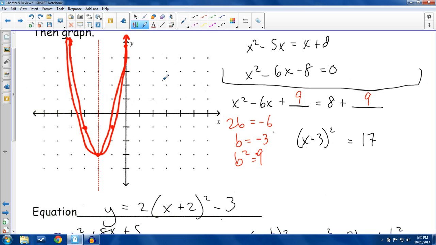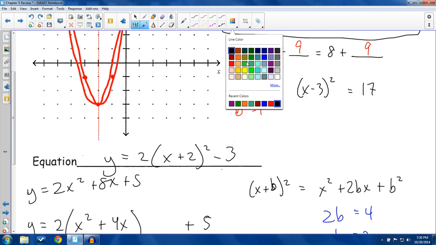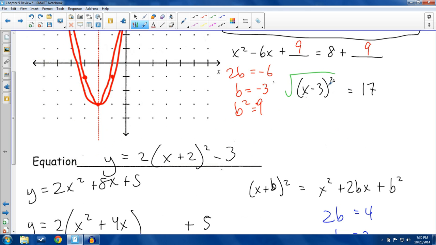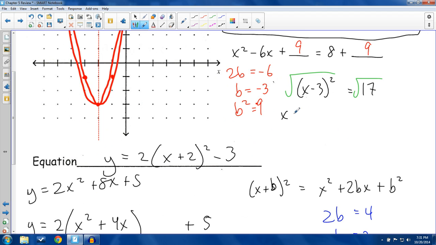Now to solve for x, what you have to do is take the square root of both sides. Take the square root of this side, that'll cancel out my square value, so I can start to solve for x. Remember, the rest of this at this point is just algebra. x minus 3 equals plus or minus the square root of 17. And you add 3, you get x equals 3 plus or minus the square root of 17.